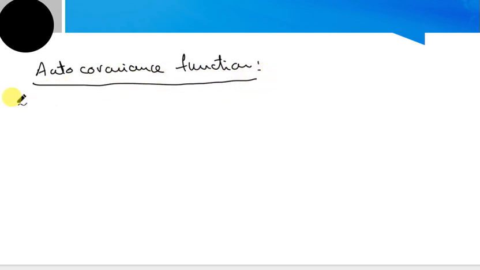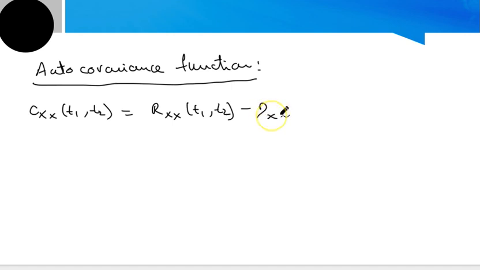Next, we find the autocovariance function. What is meant by an autocovariance function? This is Cxx of t1, t2, and this is nothing but the autocorrelation Rxx of t1, t2 minus the mean eta x at t1 into the product with eta x at t2. Next, normalized autocovariance.